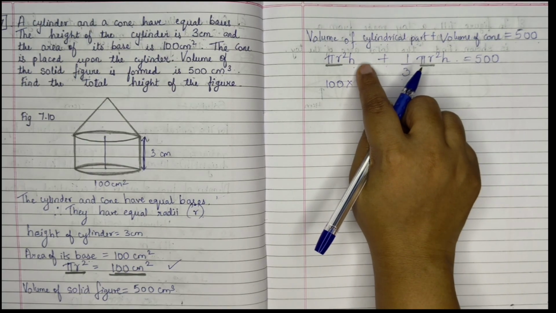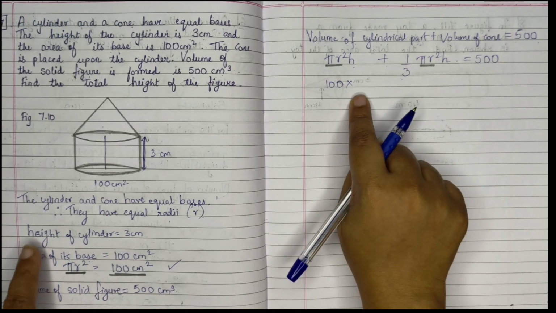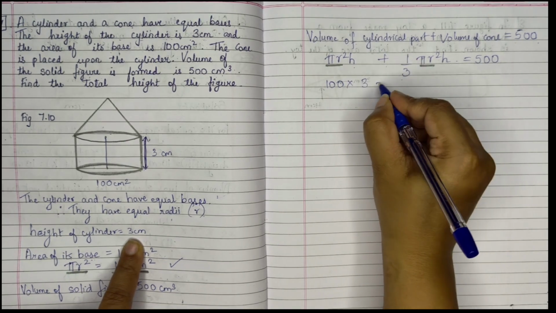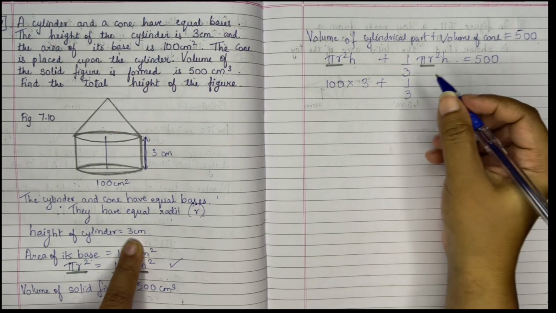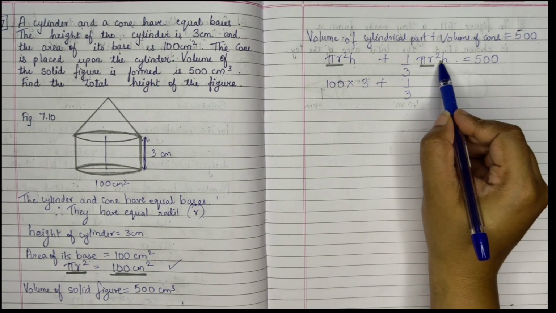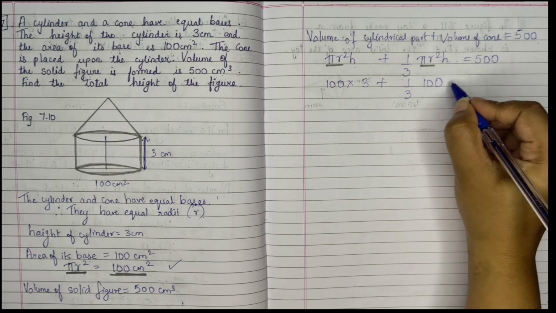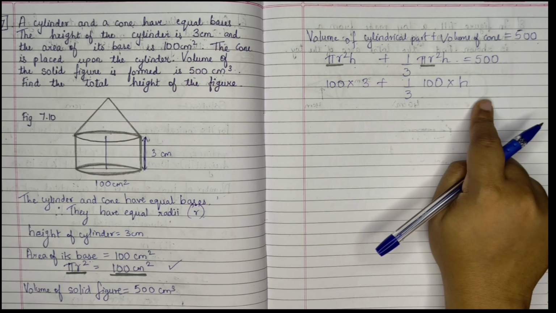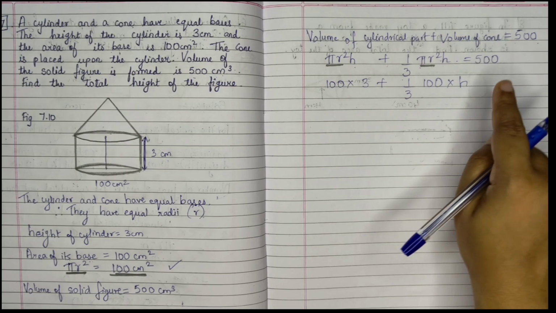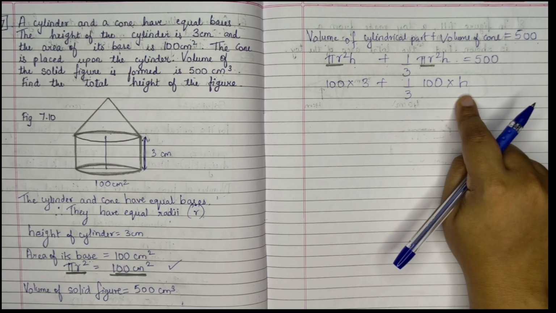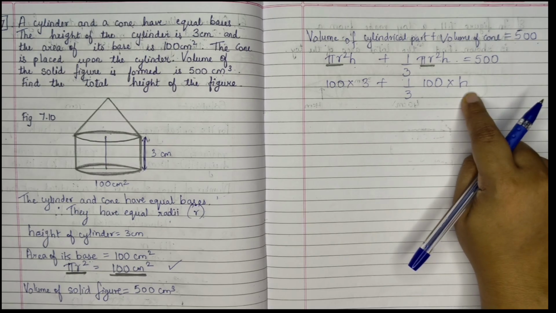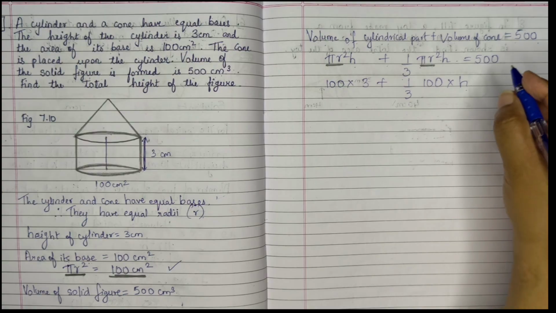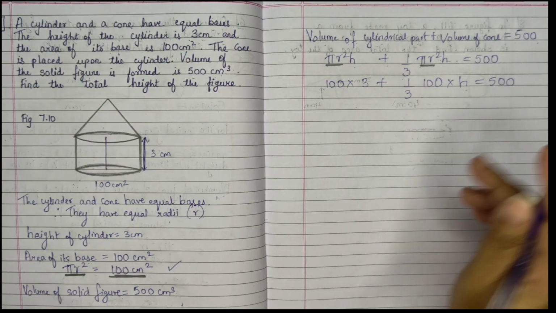Now here, the volume of the cylindrical part, that is of the cylinder, is pi r square h. The height of the cylinder is 3, so we will write 3 here, plus again 1 upon 3. Now again pi r square, we will take 100, into h. This h is not given. That means the height of the cone is not given, so we have to find out the height of the cone. So keep it as it is, equal to 500.